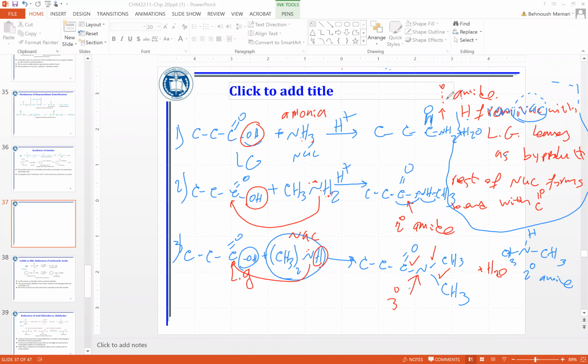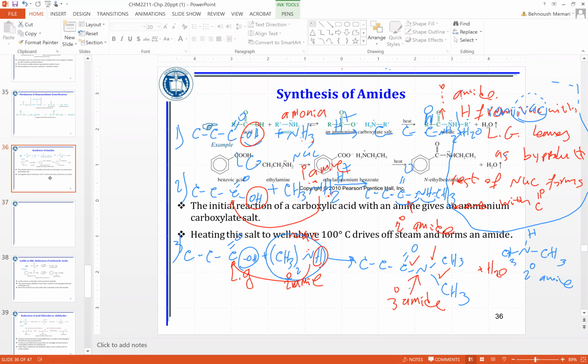Carboxylic acid plus ammonia gives us a primary amide. Carboxylic acid plus a primary amine gives us a secondary amide. Carboxylic acid plus a secondary amine gives us a tertiary amide. Okay, so it's like a step up. Very good. So it's like a step up. That's for preparation of amides. Okay. Questions?